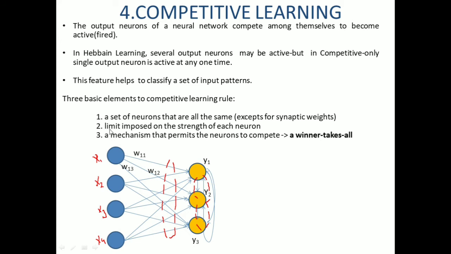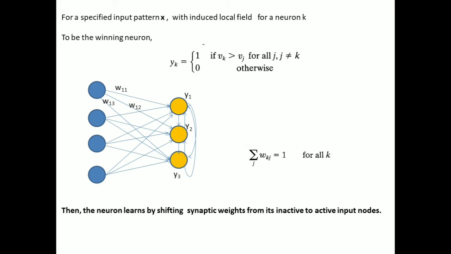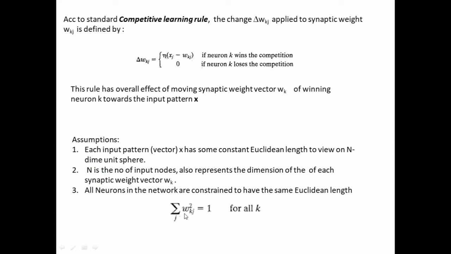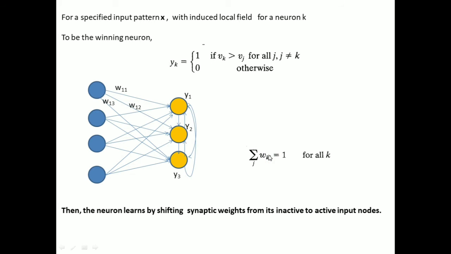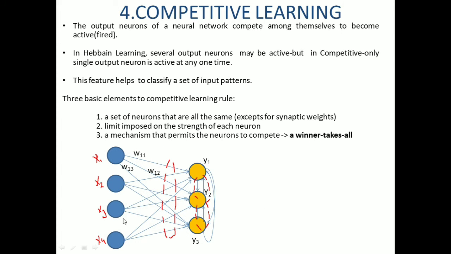The second basic element is that a limit is imposed on the strength of each neuron. It means there exist some constraints on the synaptic weights of the neurons. That is, the constraints could be sigma wkj, summed over j, is equal to 1 for all k, and another constraint is sigma wkj squared, summed over j, is equal to 1 for all k. These constraints kept on the synaptic weights of the neuron depend on the environment.